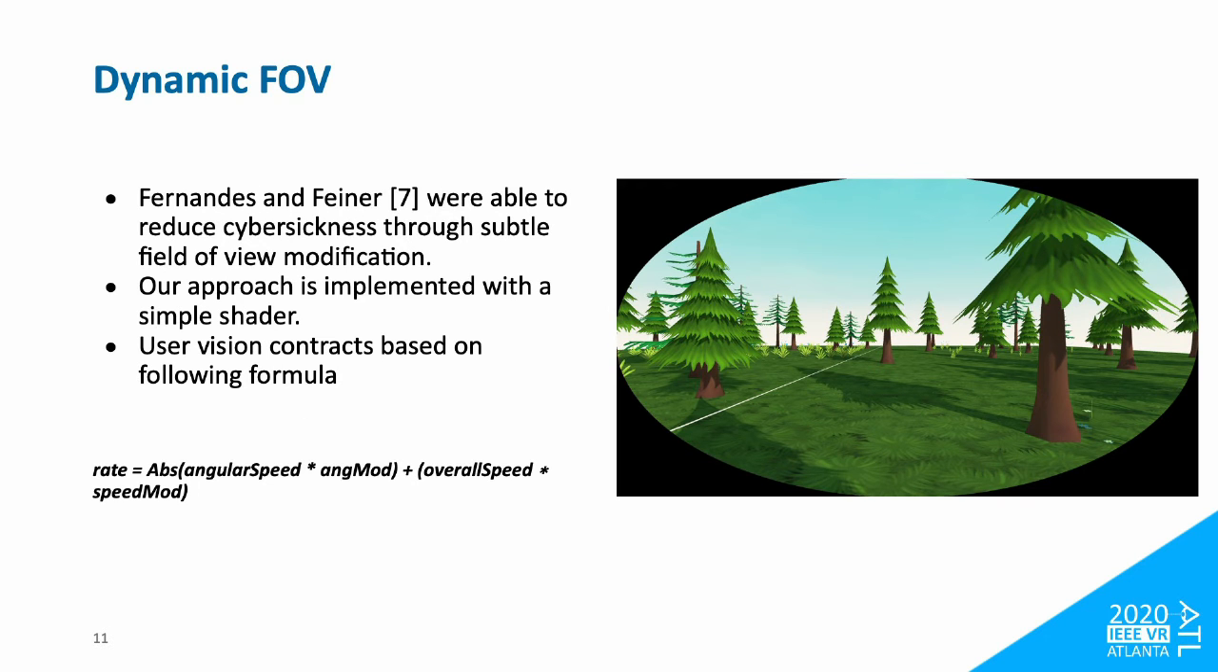Fernandes and Feiner were able to reduce cybersickness through subtle field of view reduction. Our asset uses their approach and is implemented with a simple shader. As the user moves and rotates, their vision contracts at a rate determined by the formula below. Our asset contains options for the two modifiers in that formula, as well as a minimum field of view value and minimum thresholds for angular and translation speed.